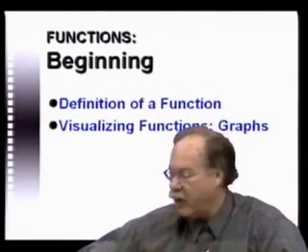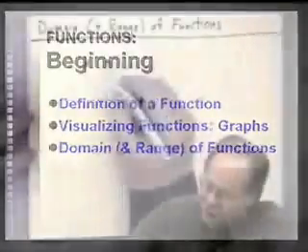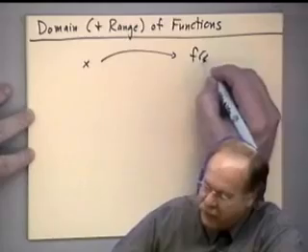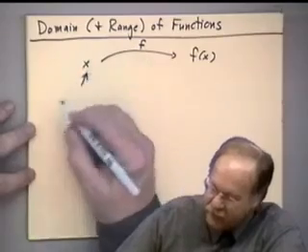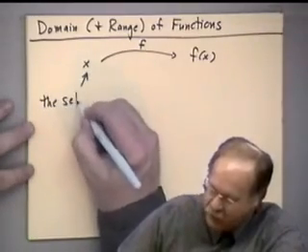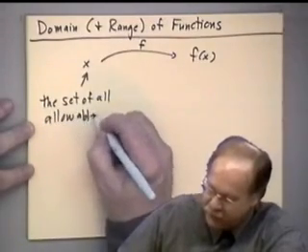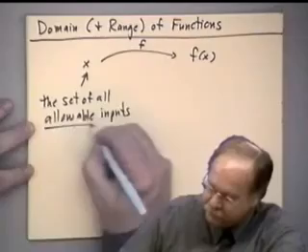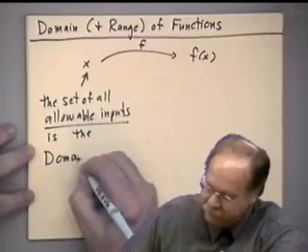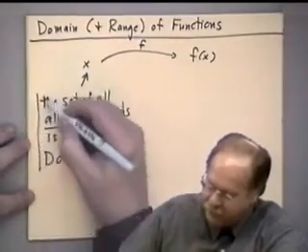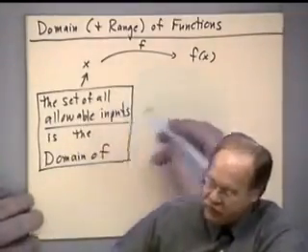Next, we'll look at what are called the domain and range of functions. Remember the image I had of a function before, that x goes to f of x via the function f. If you look at the set of all possible x's, the set of all allowable inputs, determined by the function, and you put them all together, that is called the domain of f. So all the numbers that can be allowed into the function is called the domain of the function.